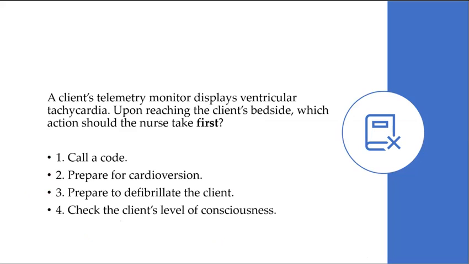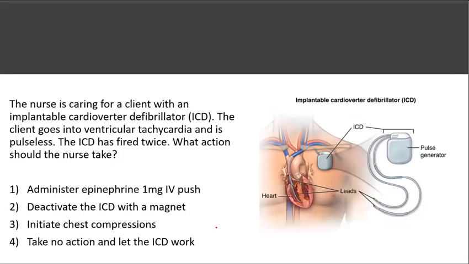Okay, so I'm going to pause this. So now they're asking us which action should the nurse take first upon reaching the bedside with a client with ventricular tachycardia. Again, you want to assess. Remember your nursing template. Your first step in the nursing process is to carry out an assessment. So again, I'm going to eliminate options 1 and 3, even without reading the question, because I know I need to assess my patient first before doing anything else. So again, if the client has a ventricular tachycardia, I want to assess his level of consciousness. I want to assess if he has a pulse and all of that.